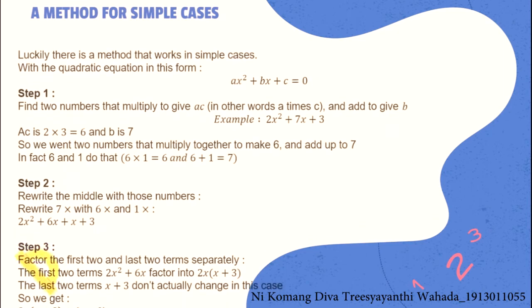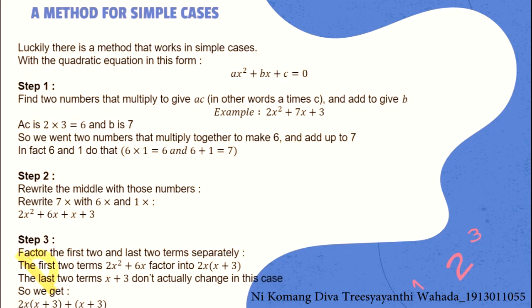A method for simple cases. Luckily, there is a method that works in simple cases, with the quadratic equation in this form, ax squared plus bx plus c is equal to 0. Step 1. Find the numbers that multiply to give ac, in other words a times c, and add to give b. For example, 2x squared plus 7x plus 3.